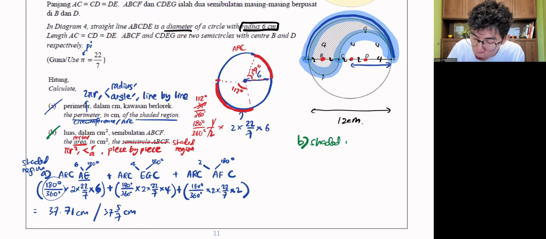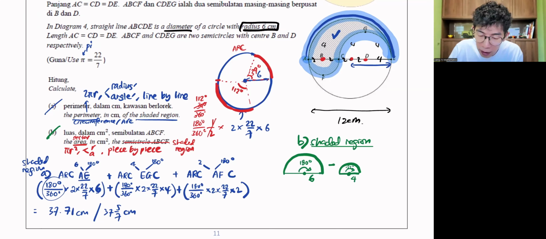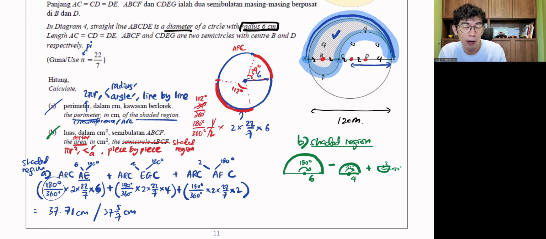Now you notice for perimeter of a shaded region, I do it line by line. But this one is different. This one is piece by piece. In order to get one shaded region, can you see I put a tick there? That piece of shaded region, I will take a huge semicircle with radius 6 cm, angle 180, to get the whole thing. But I will need to minus a small piece of it where it shows 4 cm radius and 180 angle. And eventually I need to add a very small piece where the radius is 2 cm and 180 degrees. You understand what I'm trying to do. I do it one piece by one piece when I do area.